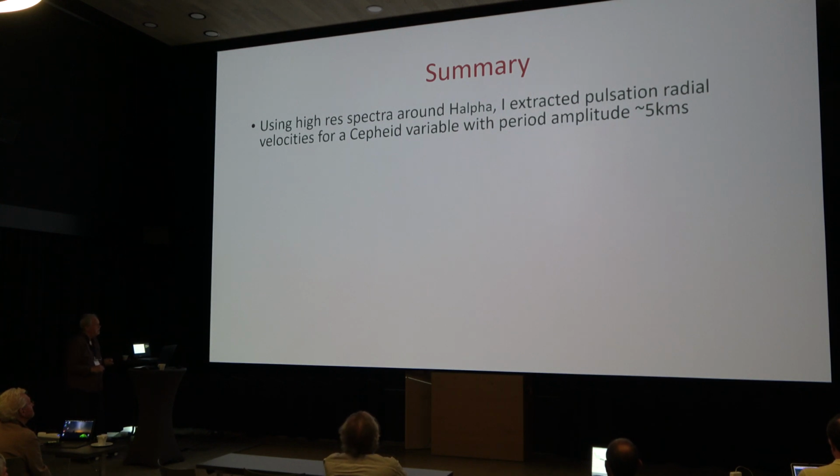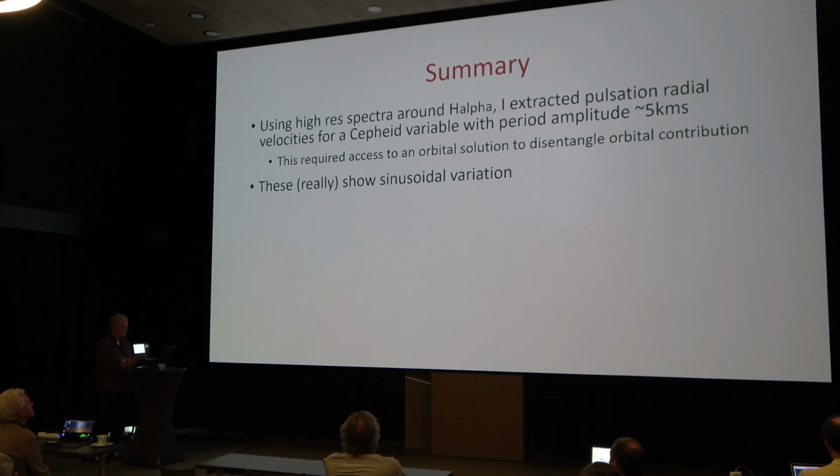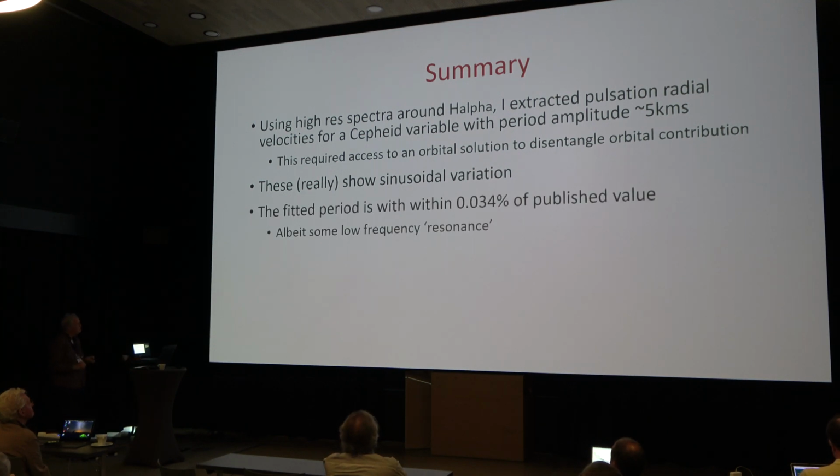So, in conclusion then, I've used high-resolution spectra around H-alpha to extract pulsation radial velocities for a Cepheid variable with a pulsation amplitude of about 5 kilometers per second. And this required access to an orbital solution to disentangle it from the orbital component. And I believe they really show sinusoidal variation. I laboured quite hard to convince you that it was not just a quirk or a fluke or something. And the fitted period is within some small percentage of the published value.